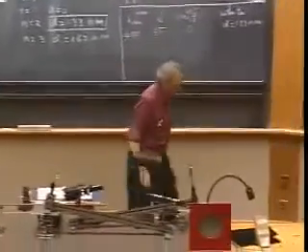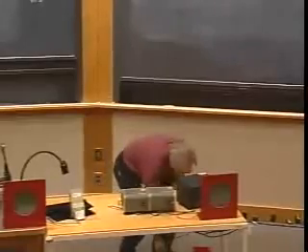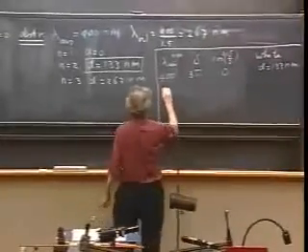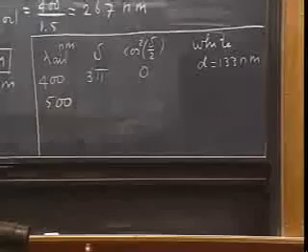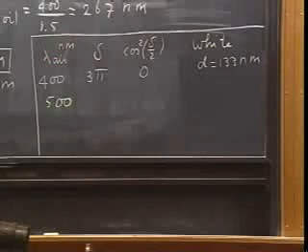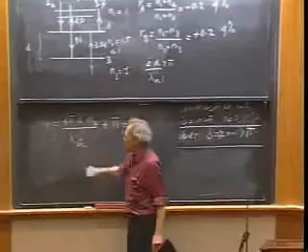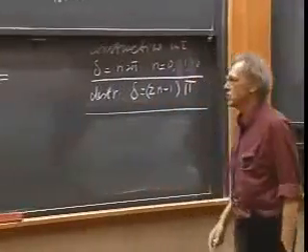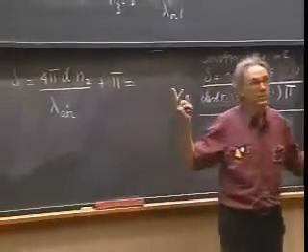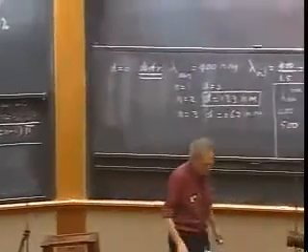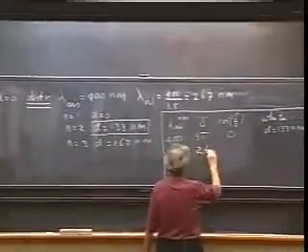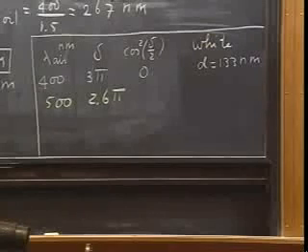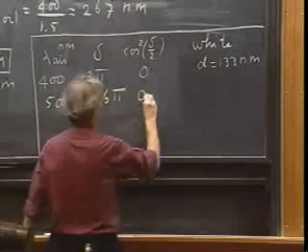Now, I need green. Yeah, we have green. So now I'm going to also shine on it green light, 500 nanometers. So I know what d is, so that's non-negotiable. And now my lambda air is now 500 nanometers. And so I can calculate now what delta is. Untouched by human hands, very simple. And I find now 2.6 pi. And if I take cosine squared of delta over 2, I find 0.35.